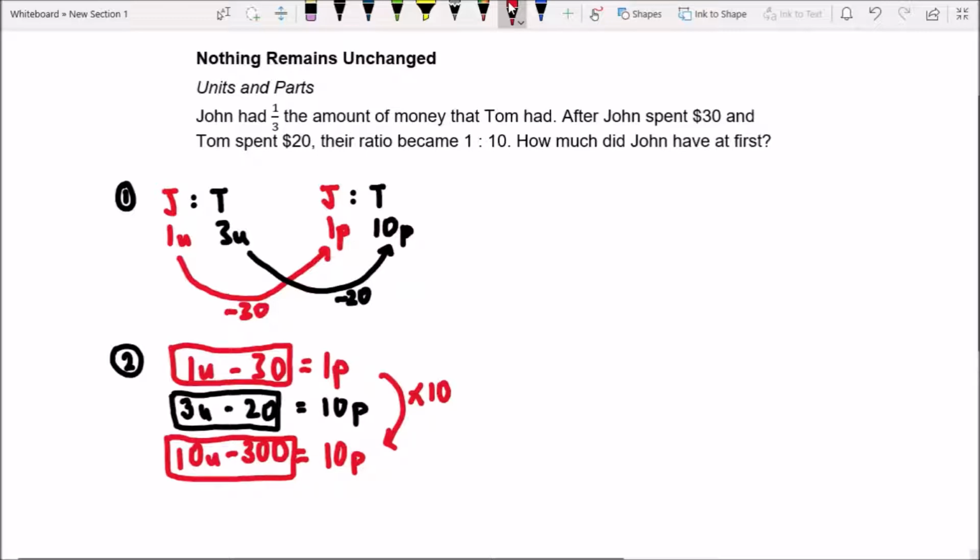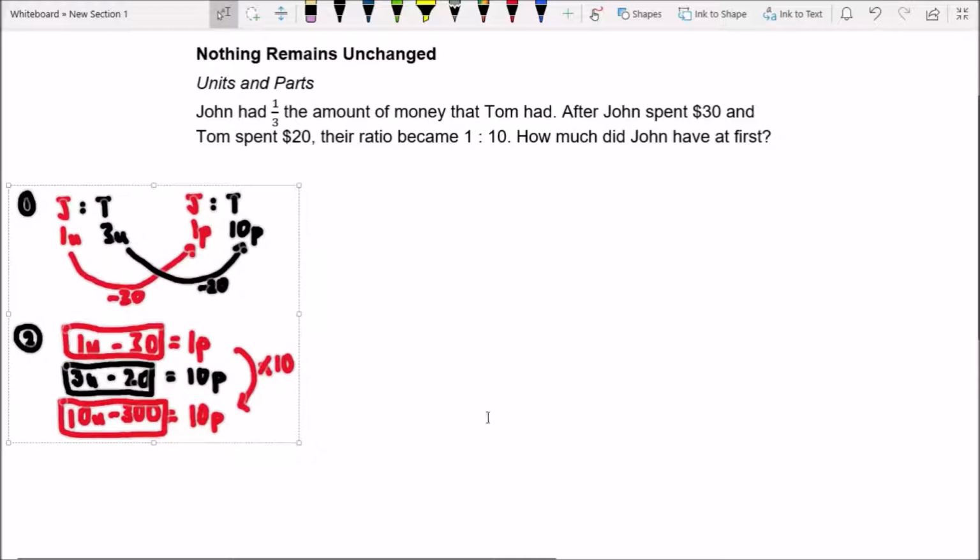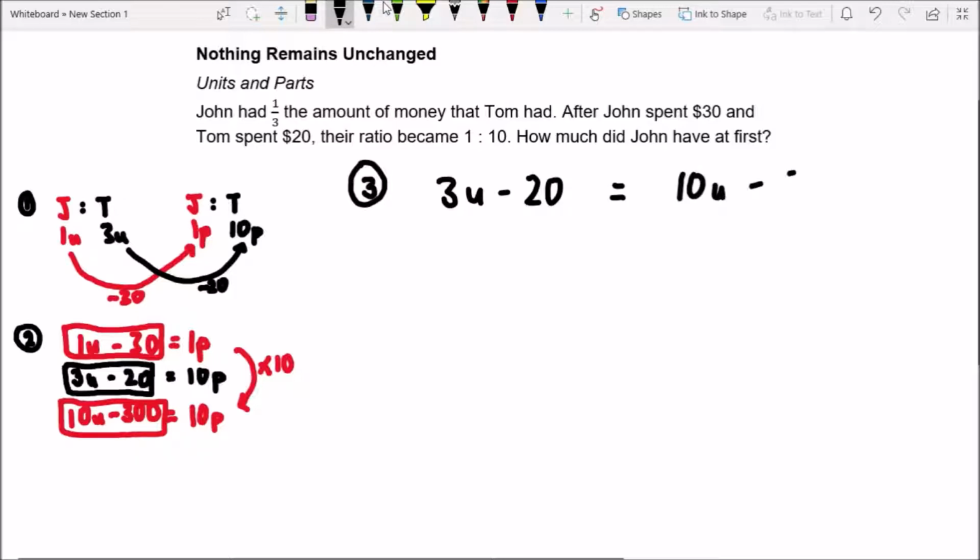Practice this step with the same 3 questions. Then redo a couple of questions starting from step 1. For the last step, we just write down what we obtained from the second step. The black box is equal to the red box, so 3 units minus 20 equals 10 units minus 300.